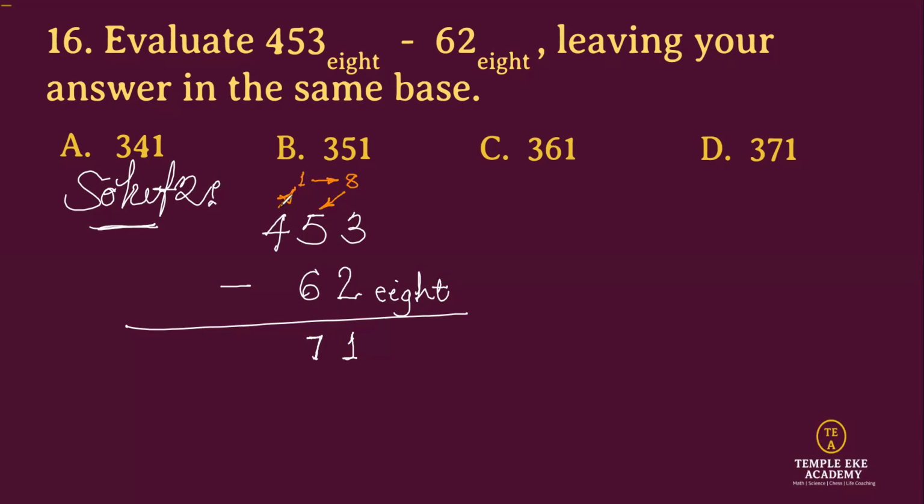And now with the borrowing of 1 from this 4, the 4 is 3. 4 has now become 3, losing 1. And that 3 has no other digits to interact with right here. So we say 3 minus 0, and that gives us 3 right there. 371 base 8 is our final answer. Very simple. And that's actually option D right there.